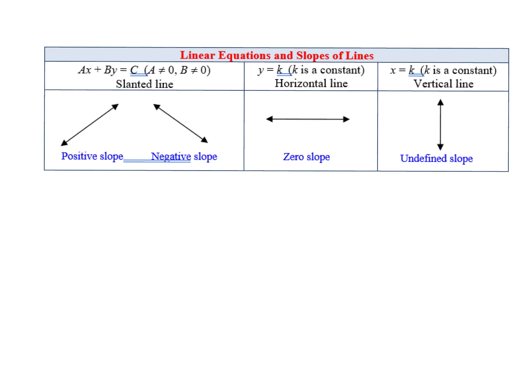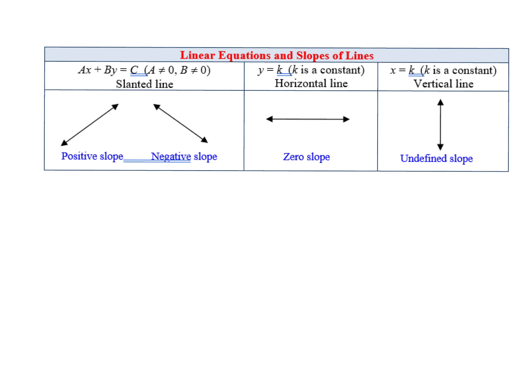So here's a summary of linear equations and their slopes. If you're talking about a line in standard form, ax plus by equals c, where neither a nor b is 0, you're going to have a slanted line. If it's slanted to the right, it's a positive slope. If it's slanted to the left, it's a negative slope. So it also gives you a tip when you're graphing slopes. If your slope is negative, your line should end up leaning toward the left. If your slope is positive, then you should have a line that leans to the right.